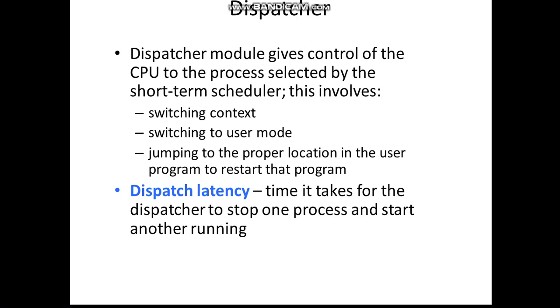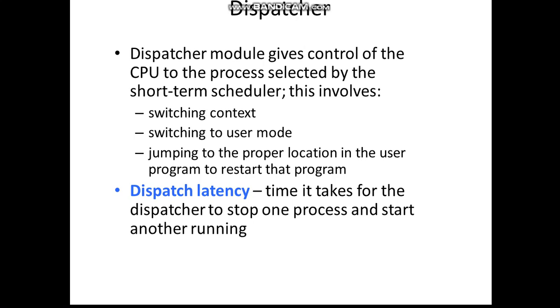Now we'll consider the dispatcher module of the OS, which gives control of the CPU to the process selected by the short-term scheduler. It involves context switching. We have already studied context switching. It's the overhead of switching from one process to another process. Switching from kernel to user mode, going to the proper location in the user program and restarting the program. These are all the activities carried out by the dispatcher module.